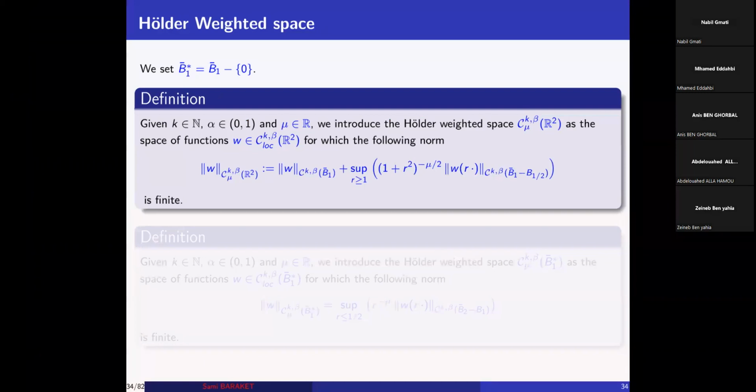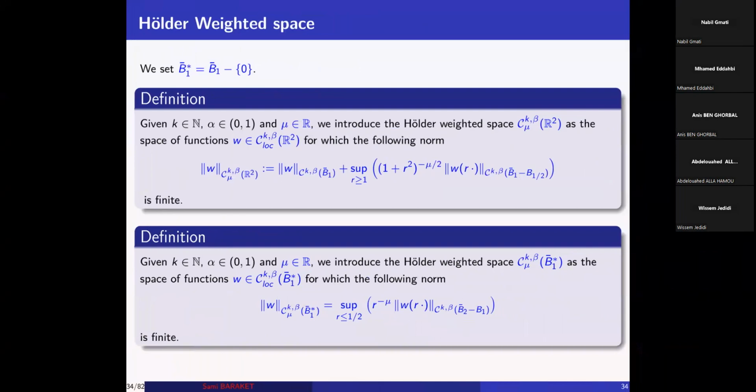So, first, we will work in some special functional spaces, which are called Hölder-weighted spaces. Essentially, the space C^{k,alpha}_mu is the space of functions U which are C^{k,alpha} on R2, and which decay at infinity like R to the power mu. Now, if we work on the ball, C^{k,beta}_mu of the ball is the space of functions in C^{k,beta}, and which have the behavior R to the power mu near zero.